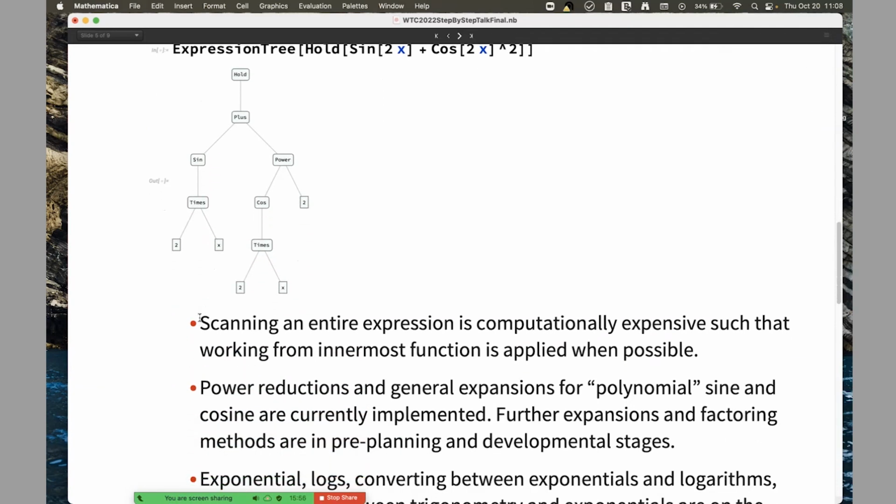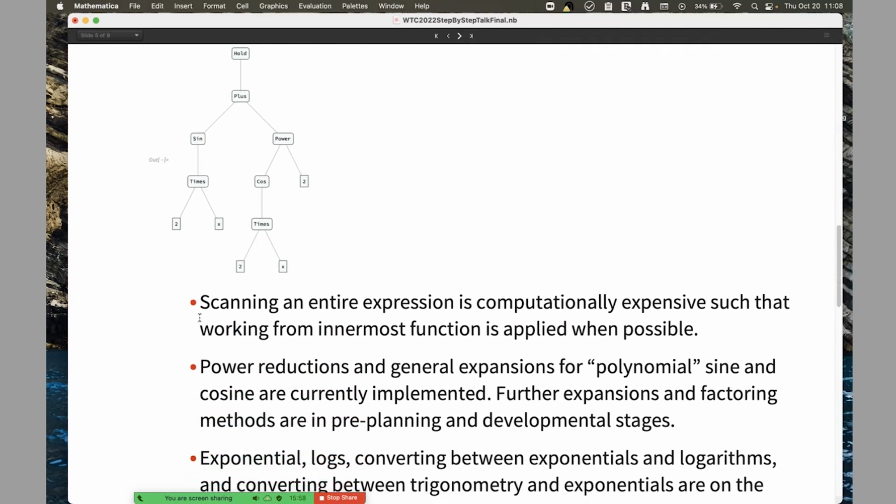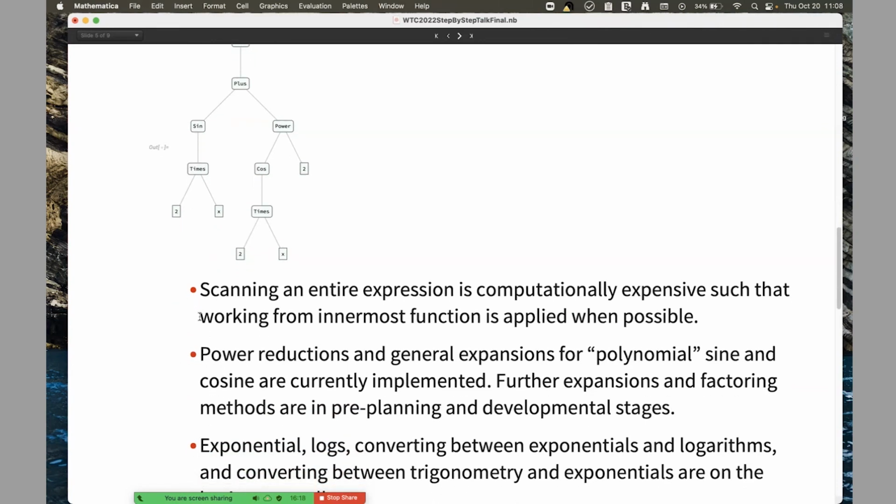Sometimes scanning the entire expression can be computationally expensive, though that isn't always going to be the case. For instance, you could save a lot of effort in your steps if you were looking at something such as sine of 2x quantity squared plus cosine of 2x quantity squared, and recognizing that as one, instead of expanding things out and then simplifying further.